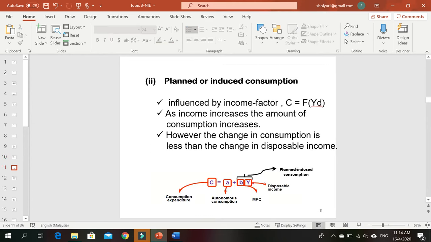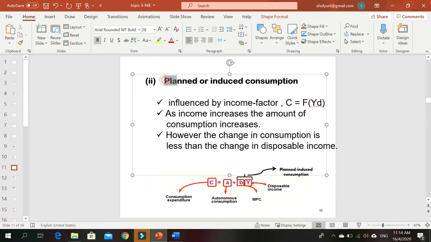Okay. Dan yang kedua, apa yang ada dalam C adalah planned ataupun induced consumption. Plan ni maksudnya consumption yang dirancang. It is influenced by income factors. Maksudnya C yang ni is a function of YD. Dia akan dipengaruhi oleh pendapatan orang. So, bila kita nak berbelanja bawah kategori plan and induce ni, it depends on the amount of money we earn, the income that we earn.